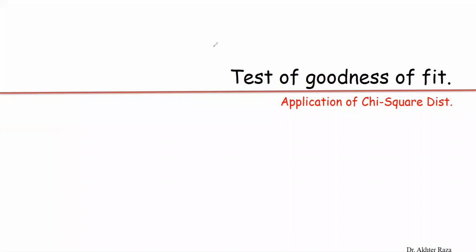Test of goodness of fit. Among the several uses of chi-square distribution, one of them is the goodness of fit test. Initially we started with hypothesis testing related to one standard deviation, where one population standard deviation can be tested with the help of chi-square distribution.